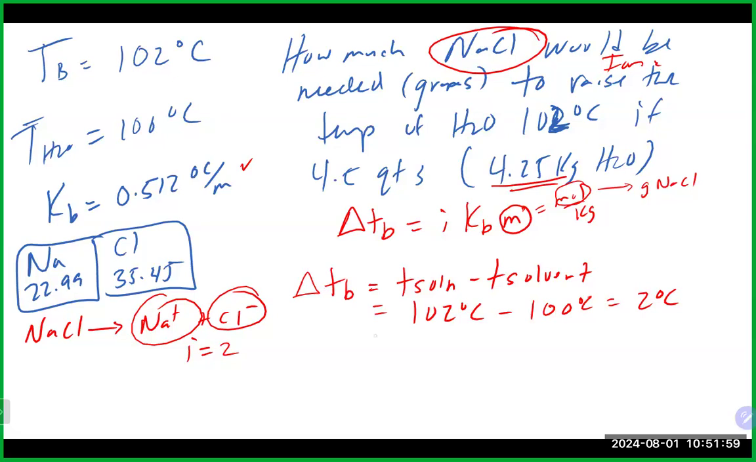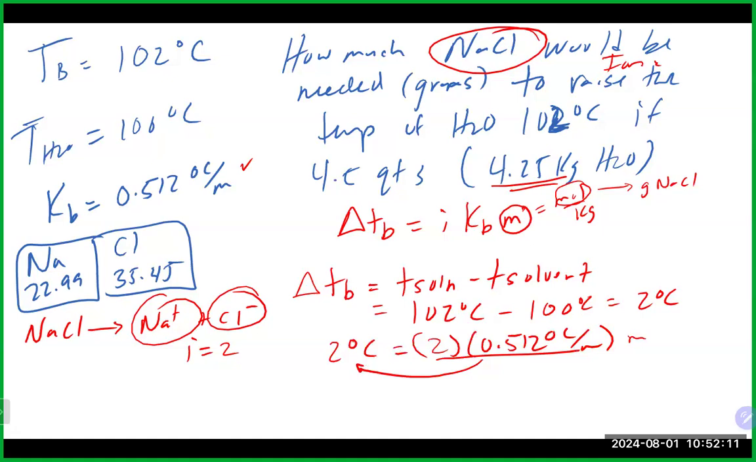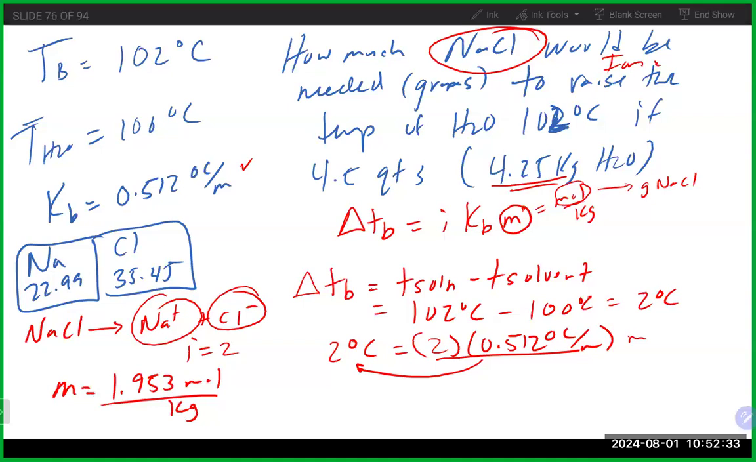So popping our numbers in here, we have 2 degrees Celsius equals 2 for our i, times our 0.512 degrees Celsius per molality, times molality. We're going to take these guys and divide them to the other side. And that's going to give us basically 2 divided by 0.512. It's going to give us a molality of, looks like, 1.953 moles per kilogram of solvent. Any questions on that so far?